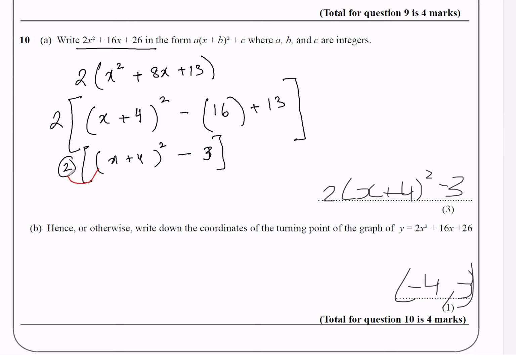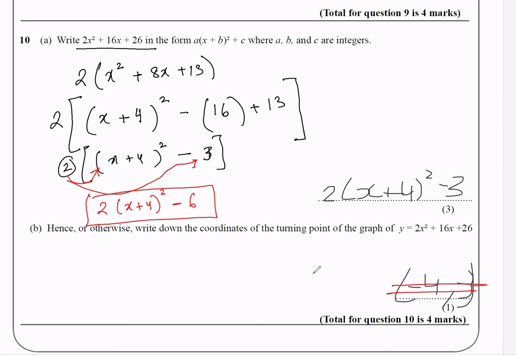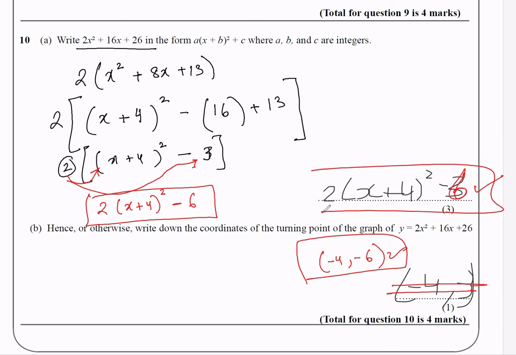You just didn't multiply 2 with this and 2 with this. When 2 is multiplied with this, you will get 2 bracket (x plus 4) whole square. 2 multiplied by negative 3 is negative 6. Okay, so that's your mistake. So the final answer will be minus 4, minus 6. Okay, so a small mistake makes you lose 1 mark. So don't lose free marks, right?